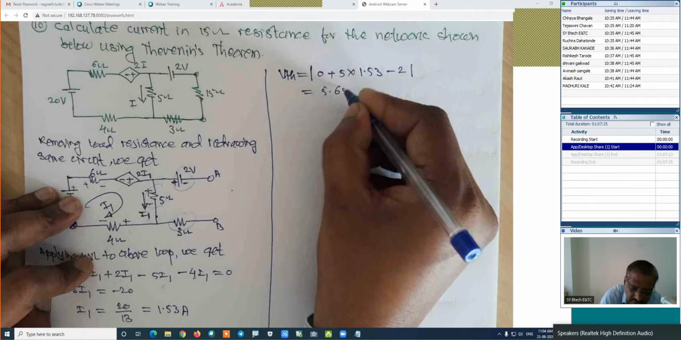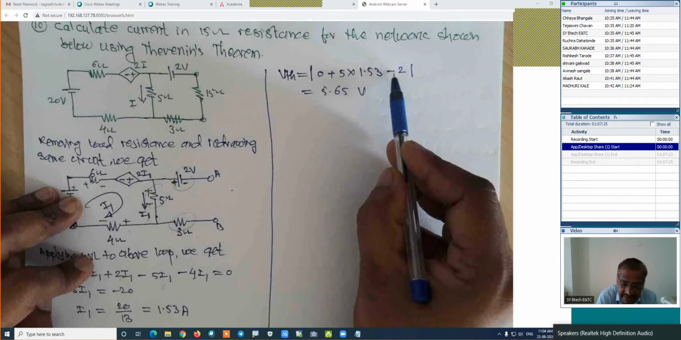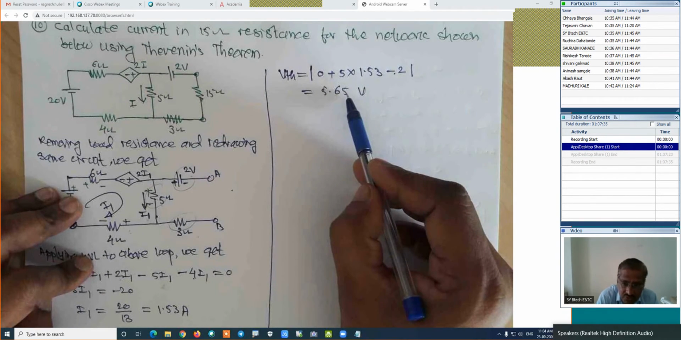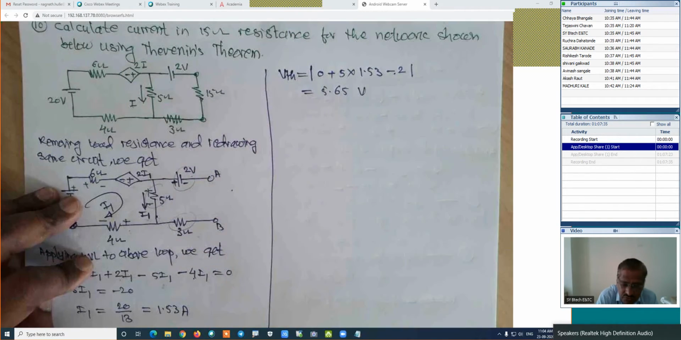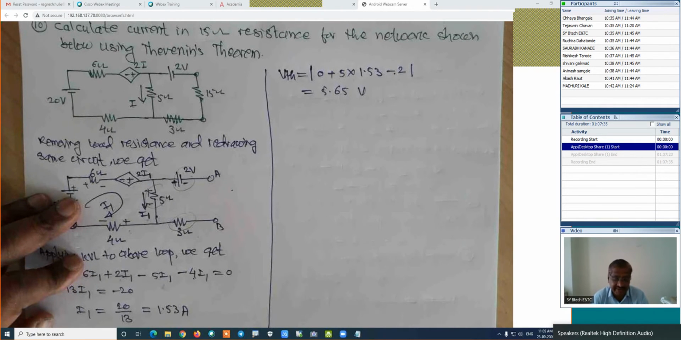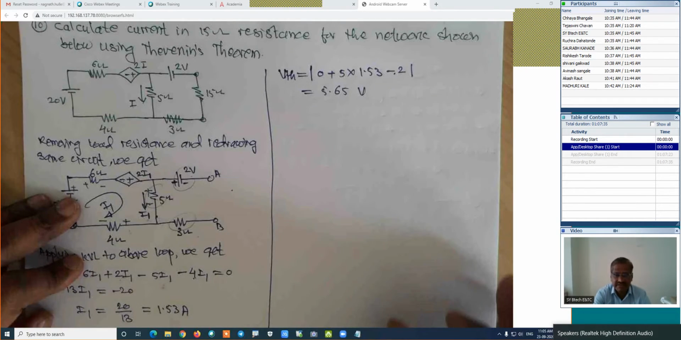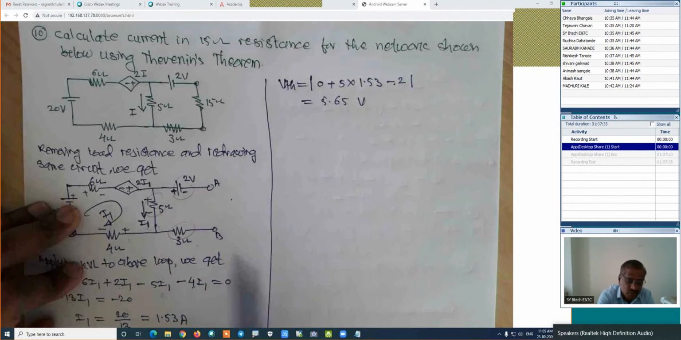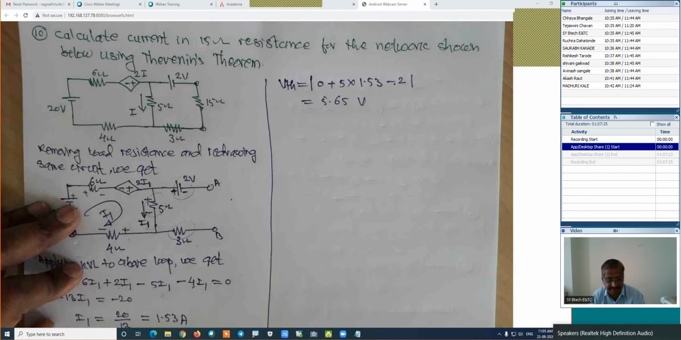5.65 ohm. This value comes after subtracting the -2. Yes sir. If we know the value of VTH, then we can find out the value of RTH. But be careful here. In this case, when we have the dependent source, the procedure is a little different. That I will discuss.